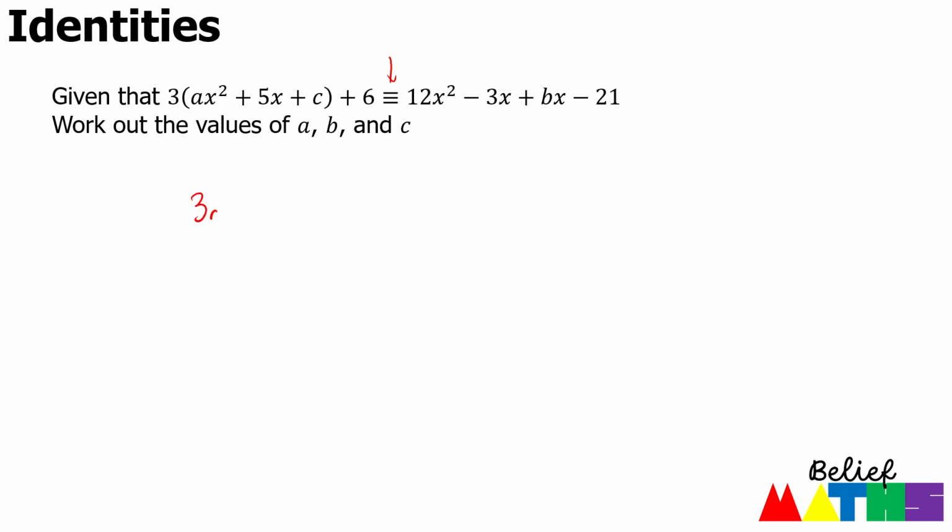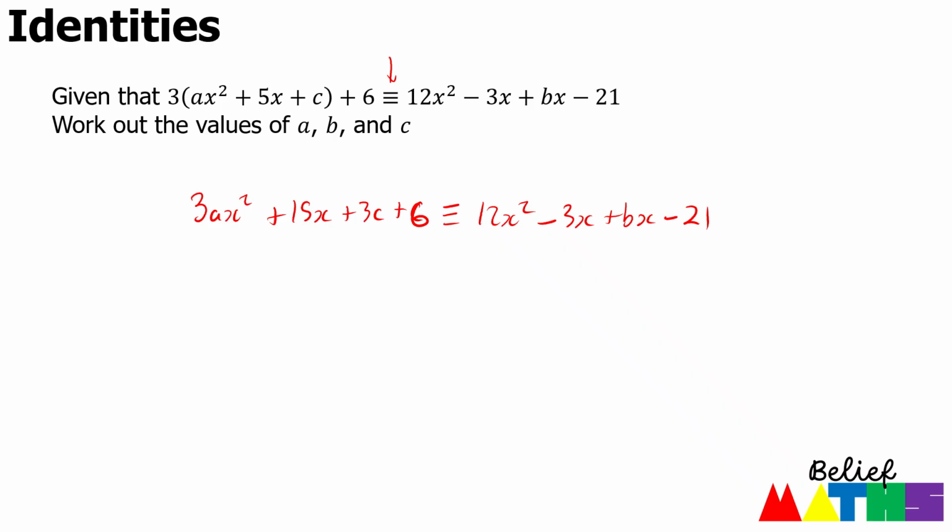So you get 3ax squared plus 15x plus 3c plus 6 is identical to 12x squared minus 3x plus bx minus 21. Now what we're trying to do is find a, b and c, so we're going to bring all our a's, b's and c's to one side and all of our non-a's, b's and c's to the other side.